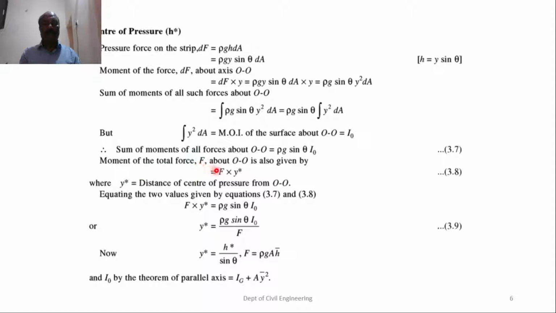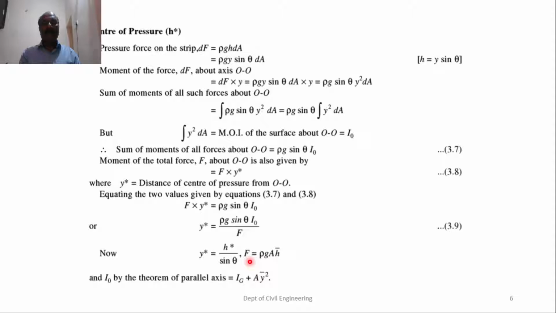The moment of the total force about O is also given by total force into y star, where y star is the distance of the center of pressure from O. Equating the two values given by equations 3.7 and 3.8, we get y star equal to rho g sin theta I naught by F. So y star is equal to h star by sin theta.